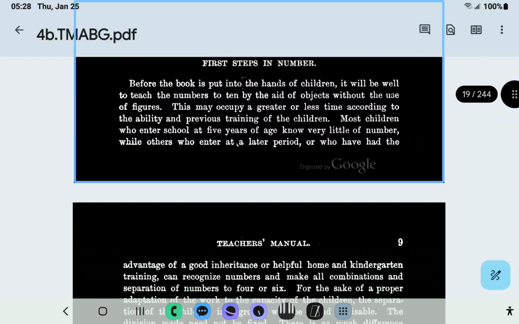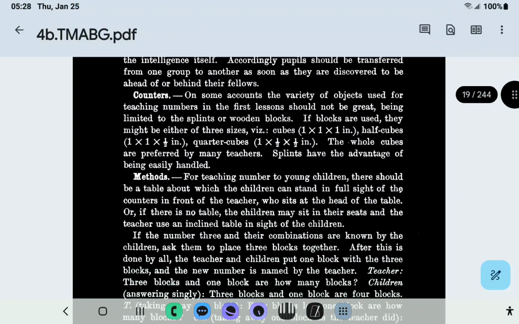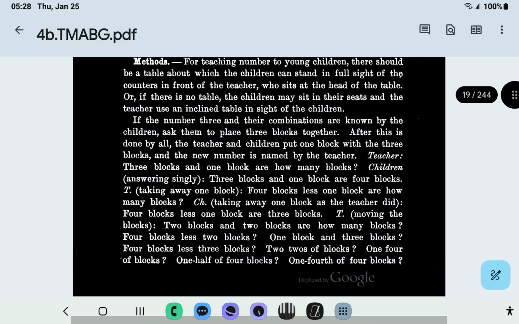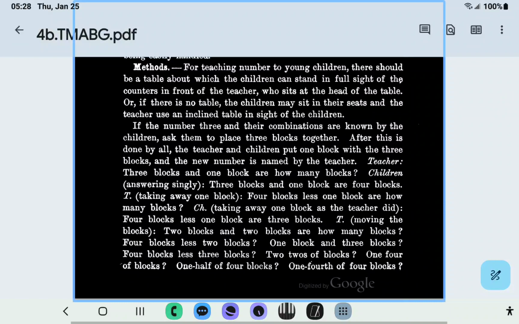Oh, next page. Sorry. Let's just kind of scroll down to the bottom of the page. It's easier for me to read the teacher's manual.